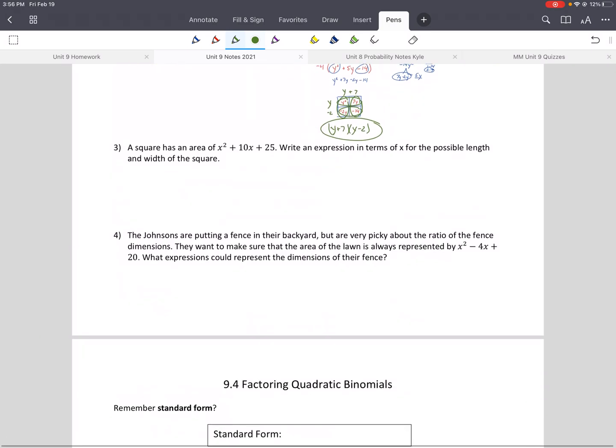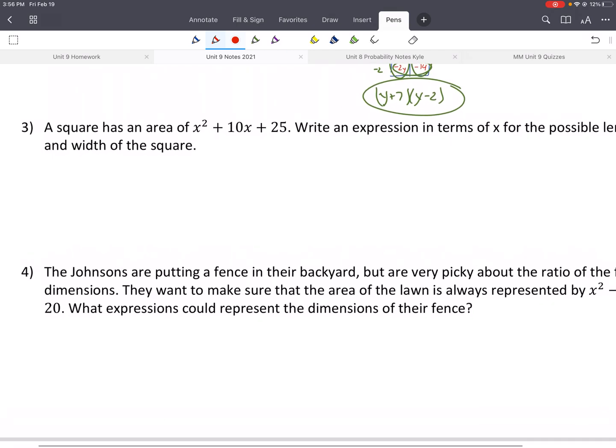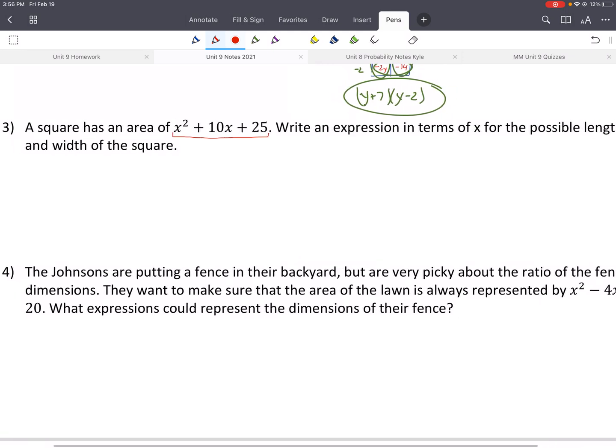All right, last two things. Sometimes we have word problems that we can use as a quadratic. For example, a square has an area of x squared plus 10x plus 25. Write an expression in terms of x for the possible length and width. So basically what we're asking is to factor.